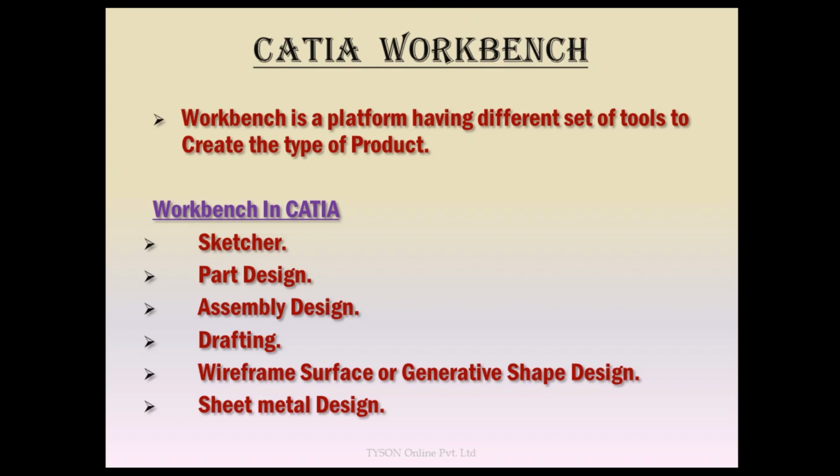The set of tools in the sketcher workbench enables us to draw the sketch of the component. First a 2D sketch is to be made, and then that 2D sketch is converted into a 3D model. That is done in part design. The model can be anything. It can be a solid, it can be a sheet, or it can be just an imaginary surface layer of zero thickness. If we want to create a solid model, then we have to go to the part design workbench. If you want to create a surface, then we have to go to wireframe or generative shape design. If you want to create a sheet, or do the design of a sheet, then you go to the sheet metal design workbench.